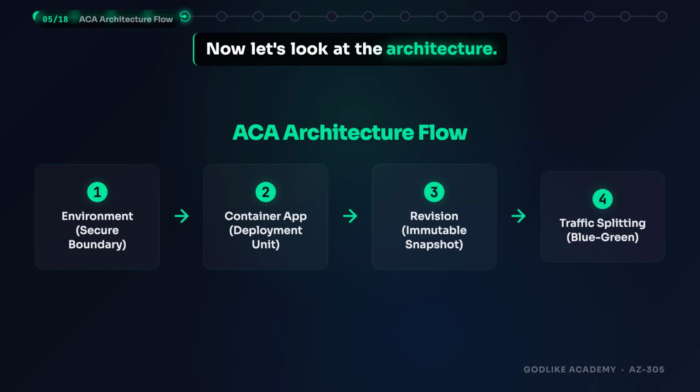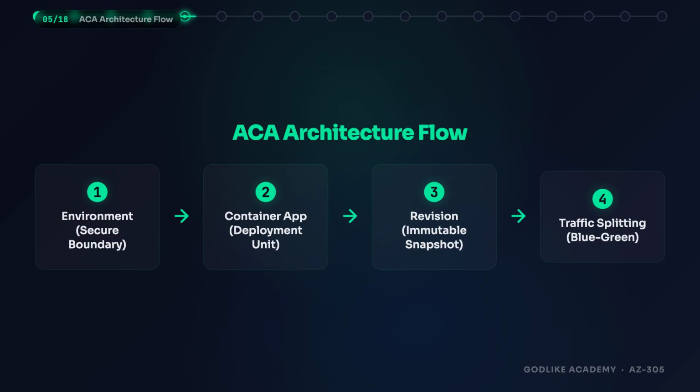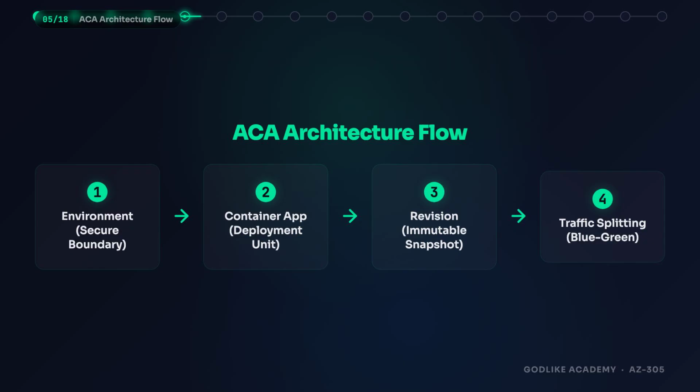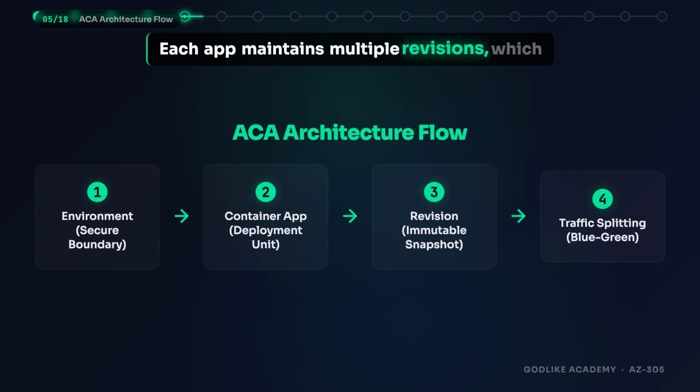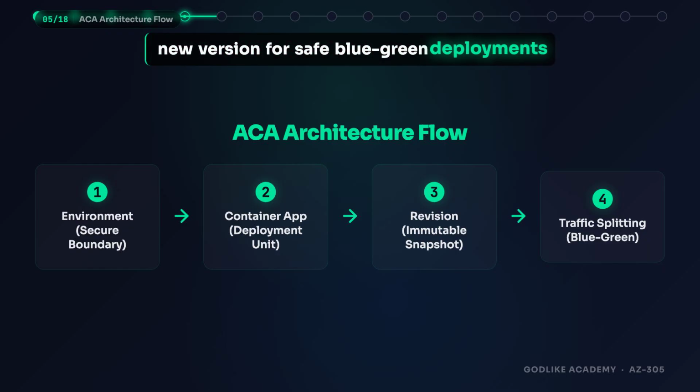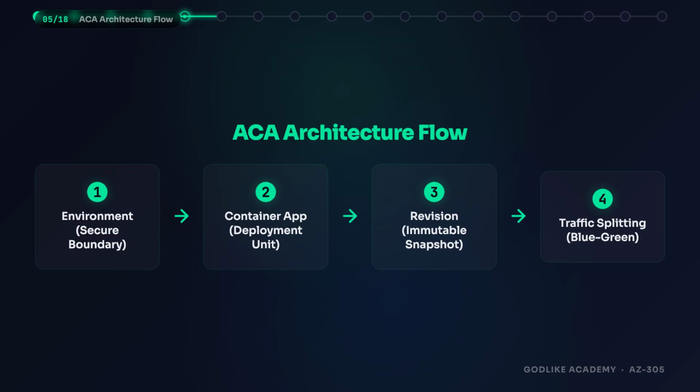Now let's look at the architecture. The top-level boundary is the environment, which acts as a secure logical cluster where apps share the same virtual network and log analytics workspace. Inside that environment, you deploy individual container apps. Each app maintains multiple revisions, which are immutable snapshots of your container configuration. This revision system enables precise traffic splitting, allowing you to route exactly 20% of requests to a new version for safe blue-green deployments without disrupting active users.